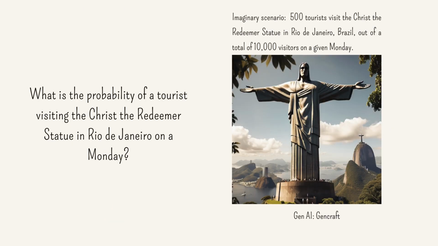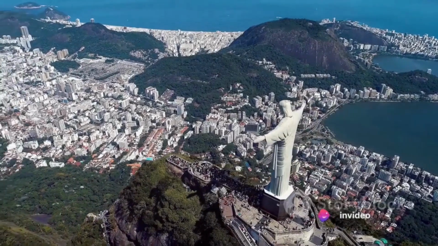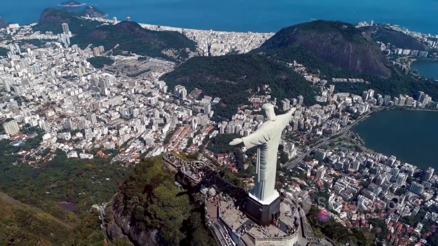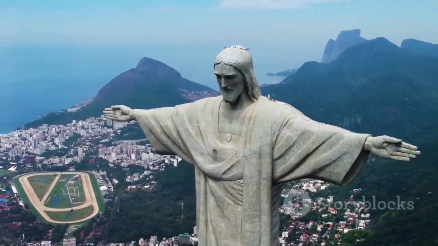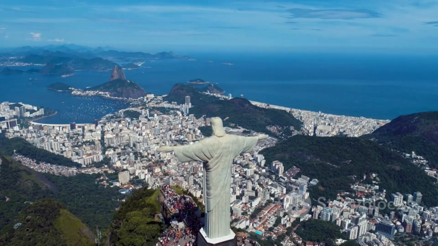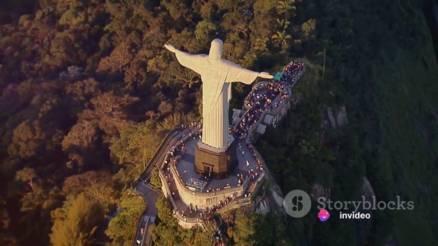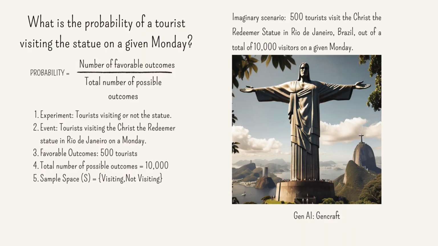Now, if I ask, what is the probability of a tourist visiting the Christ the Redeemer statue on a given Monday? For this example, we are considering 500 tourists out of 10,000 visitors who went to the iconic landmark in Rio de Janeiro, Brazil. Oops, Gen AI did a great job drawing this image. But if you have ever visited Rio de Janeiro in Brazil, you know that the surrounding views and the Christ the Redeemer statue itself are exponentially more beautiful, and of course, the number of visitors is much higher, estimated at 5,000 to 6,000 daily. Back to our question.